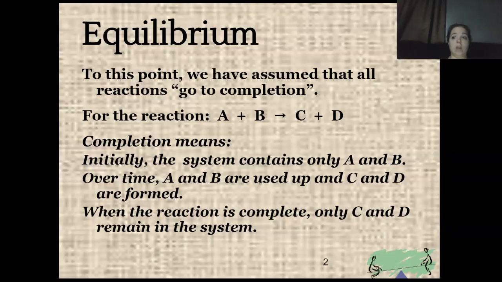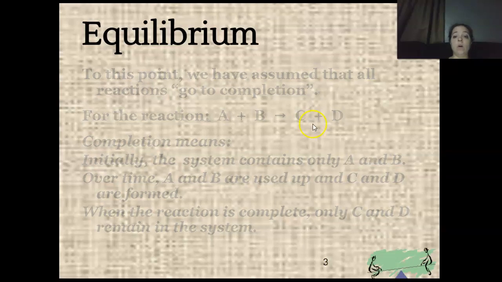So for instance, A plus B equals C plus D. Think of single replacement, double replacement. We're assuming that if you add these two, you're going to get these two, and that's it. Like, that's all that's going to happen. Well, completion actually does mean initially the system contains only A and B. Over time, A and B are used up, and you're left with C and D. When the reaction is complete, only C and D remain in the system.